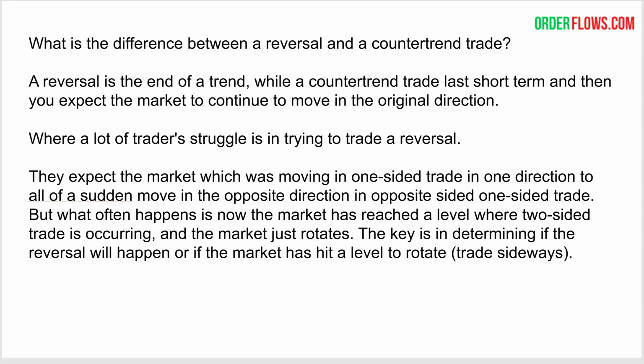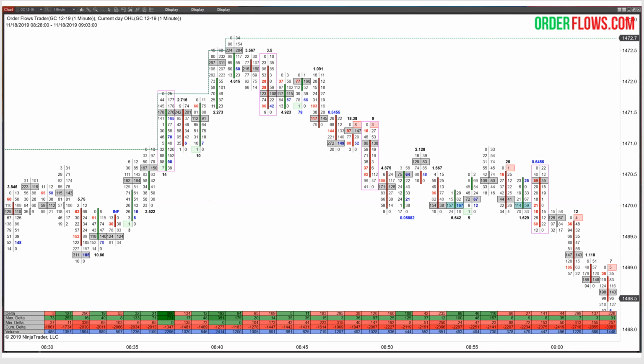But often what happens is the market reaches a level where it got one-sided trade, it's all demand on the way up, then it reaches a level, it doesn't just turn around and sell off, right? What happens is you have two-sided trade. Market just rotates, goes sideways. The key is in determining if the reversal will happen or if the market has hit a level to rotate. Now, once you get out of that rotational period, then the market can go up or continue reverse and go down. So you've got to be able to understand what's happening in the order flow, and it's going to help you determine what's going on in the market so that you can take the trade.